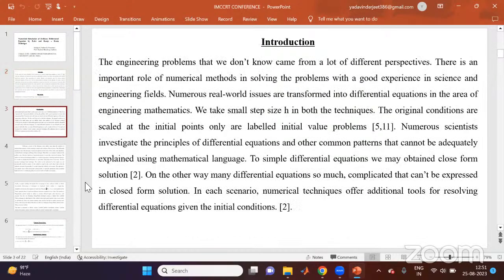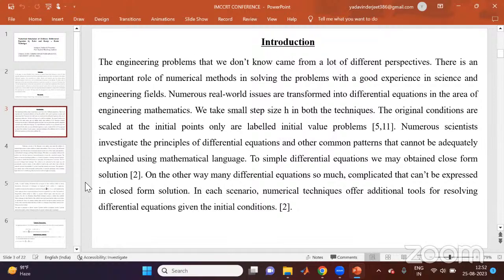Next slide is introduction. Engineering problems come from a lot of different perspectives. Numerical methods play an important role in solving these problems in science and engineering fields. Numerous real world issues are transformed into differential equations. In the area of engineering mathematics, we take a small step size h in both the techniques. The original conditions specified at the initial point only are labeled initial value problems.